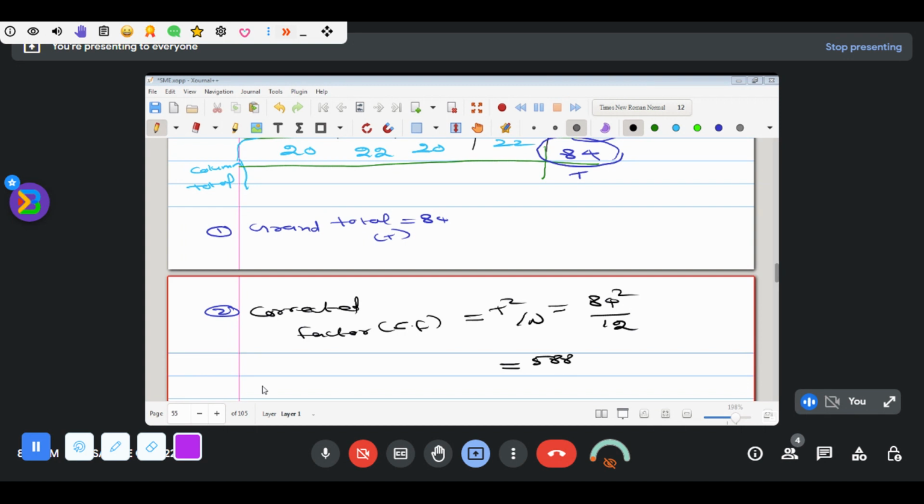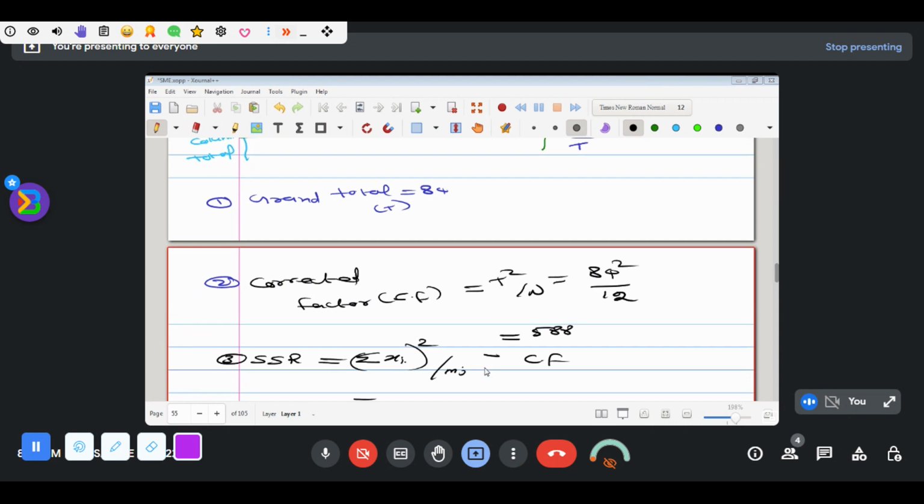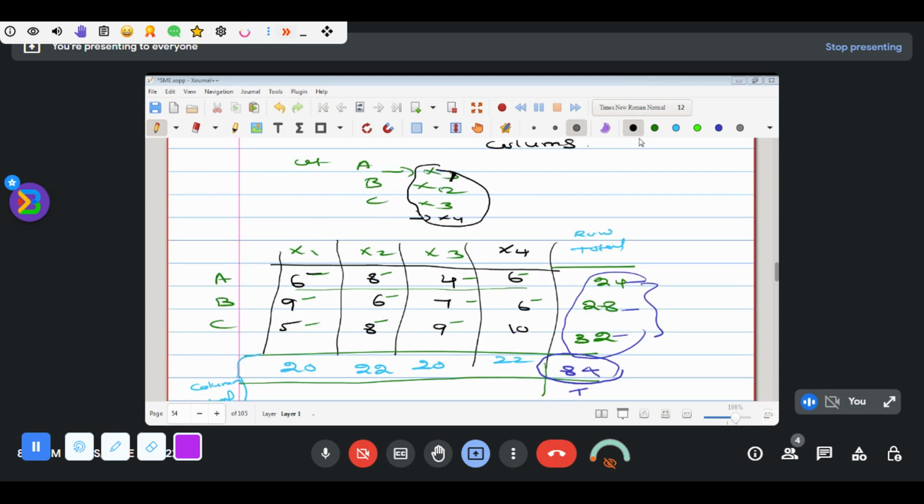588. So the next one is the third calculation, SSR, which is equal to the summation of (xi dot) whole squared divided by nj, minus the correction factor. This is the formula. So what do you mean by this? Separately, the summation of xi dot, the whole square.